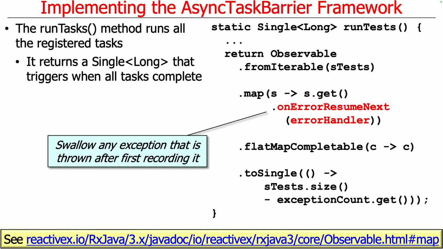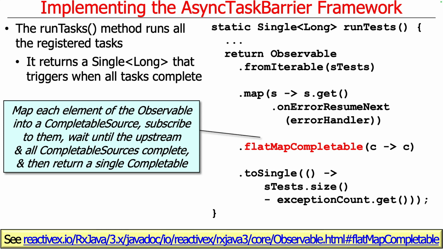Note that onErrorResumeNext is a resumptive exception handler method. What that means is it's going to continue processing after first noting the fact that the exception occurred. All right, now we get to the most interesting part.